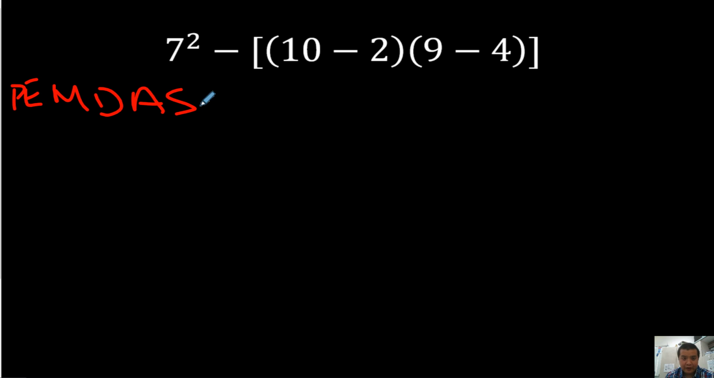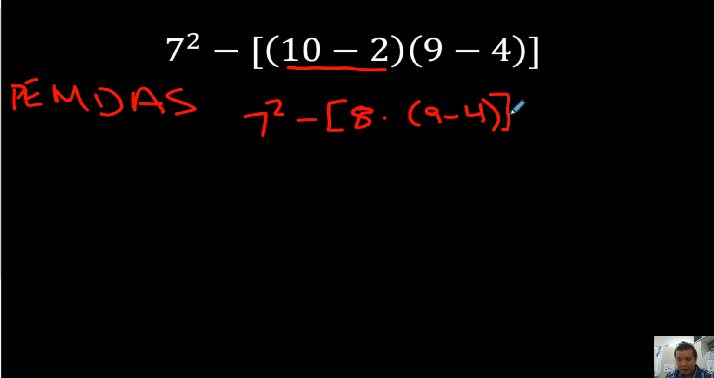PEMDAS. Fantastic. And so here we have this bracket, so we're going to look in here first, and the first parentheses is this one right here. So we're going to do whatever is inside this parentheses first. We're going to do 10 minus 2. So we're going to rewrite this outside part: 7 squared minus 8 times, parentheses, 9 minus 4, and parentheses, and end bracket.